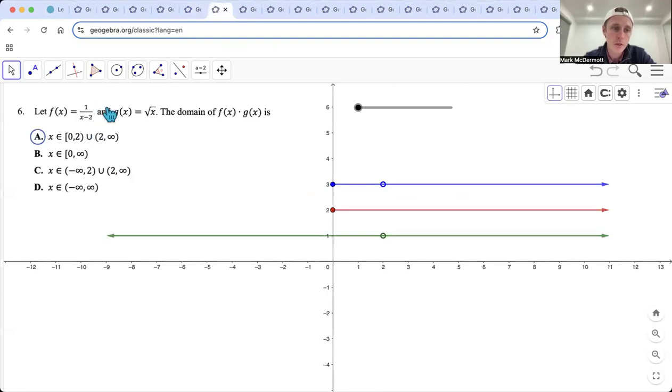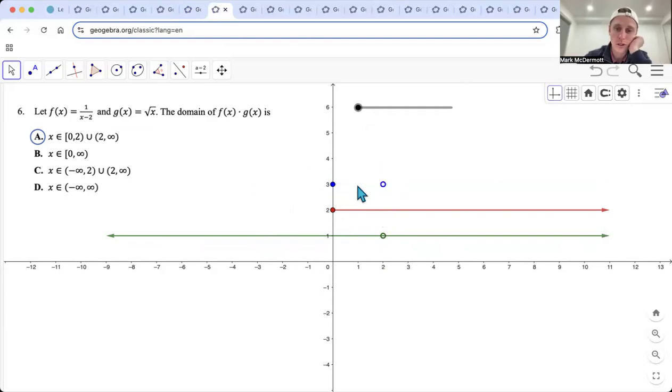So if we look at this function here, 1 on x minus 2, that's this green line. This is the domain. The only thing you can't have is positive 2. So all real numbers not including 2. G of x is root x. G of x, root x looks like a tick, and that goes from 0 to infinity. And so the blue line is going to be the domain of f of x multiplied by g of x. It's going to be the intersection of the red and the green lines. So where do they overlap? Well, they overlap from 0 to infinity, but you can't include 2.